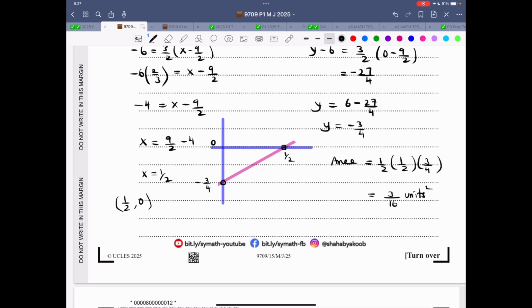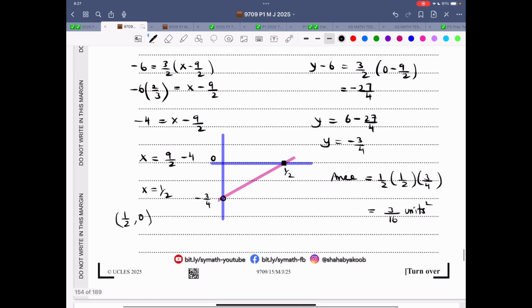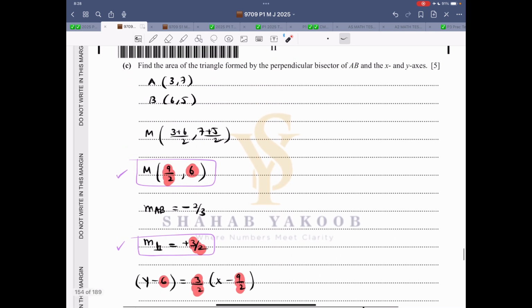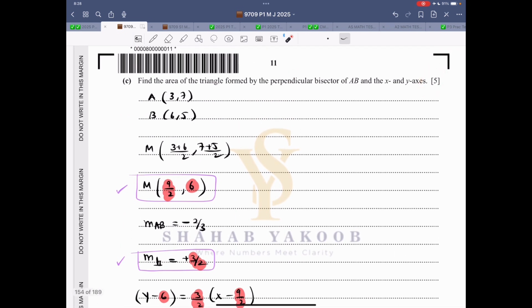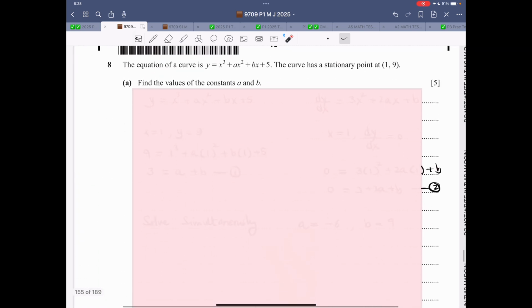That is this point over here. And when x is equal to 0, y is this thing. So this coordinate is 0 and negative 3/4. That is over here. So now this triangle is formed. That is the base. That is the height. Ignore the negative sign. Half times 3/4 comes out to be 3/16 square units. 5 marks. I think it's worth maximum 3 marks. But anyway.